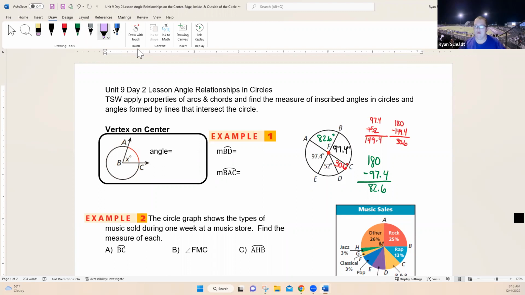Okay, now let's see what the questions are actually asking. They ask us to find the arc from B to D. So from B to D, I'm going to add 97.4 and 30.6. That would give us 128 degrees.